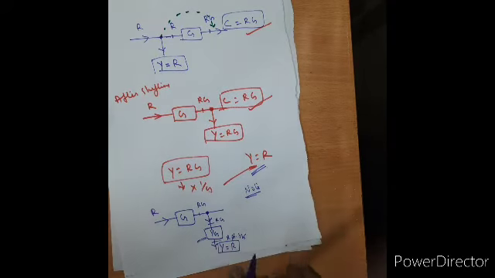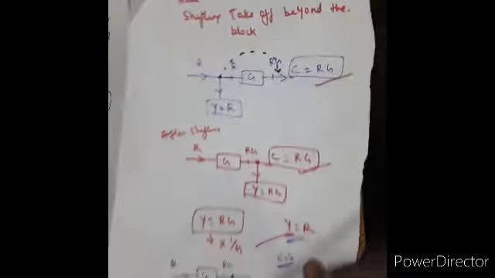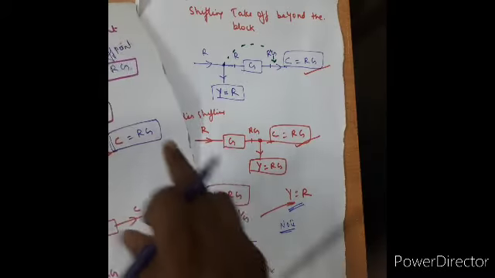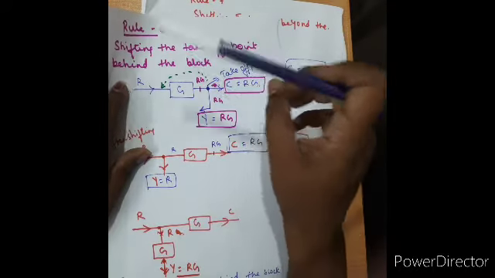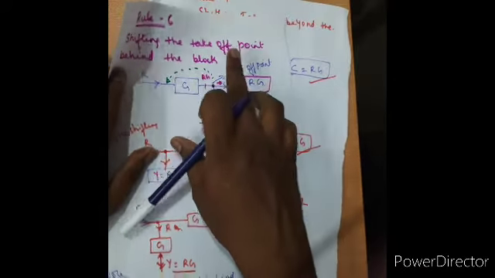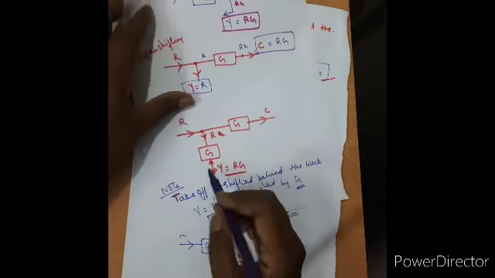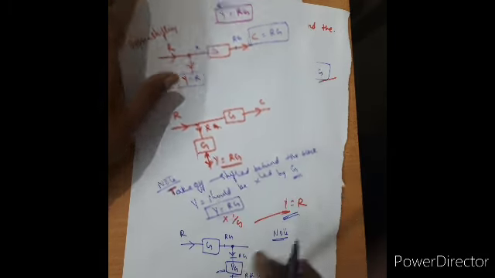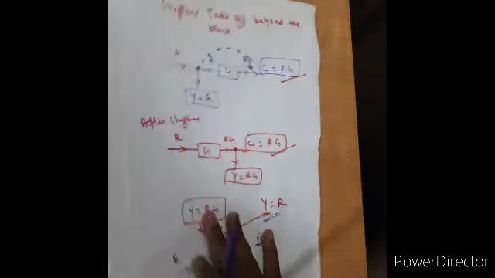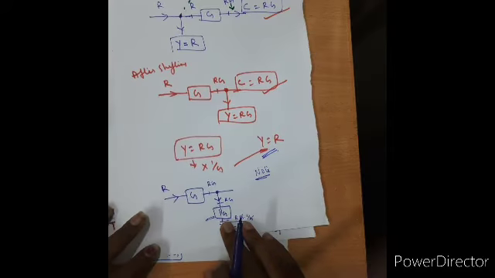Okay, seven rules are there. In that, I'm going to now say about shifting the takeoff point. See, this is very important. First, if I am shifting the takeoff point behind the block, it means the block should now be multiplied by a gain of G in order to retain the output. If shifting the takeoff point beyond the block, it means it should be multiplied by a gain of 1 by G. So that is an important note.